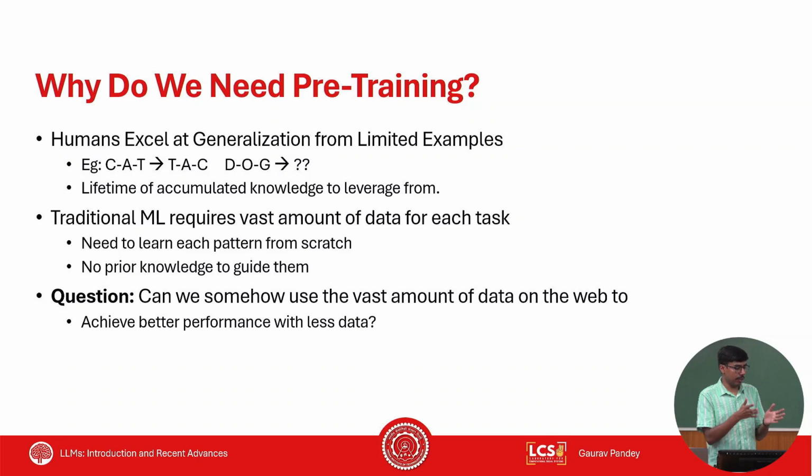The reason why we need pre-training is that if you look at human beings, they are very good at generalization from very limited examples. You show them 4 examples of a task, and you ask them to solve the 5th example, and they will be able to solve it. Like if I show you this particular example where the input is CAT and the output is TAC. And if I ask you, what would be the output if I give you DOG as input? So everybody can answer it, right? What would it be? GOD, right? It's just the reversal of the characters.